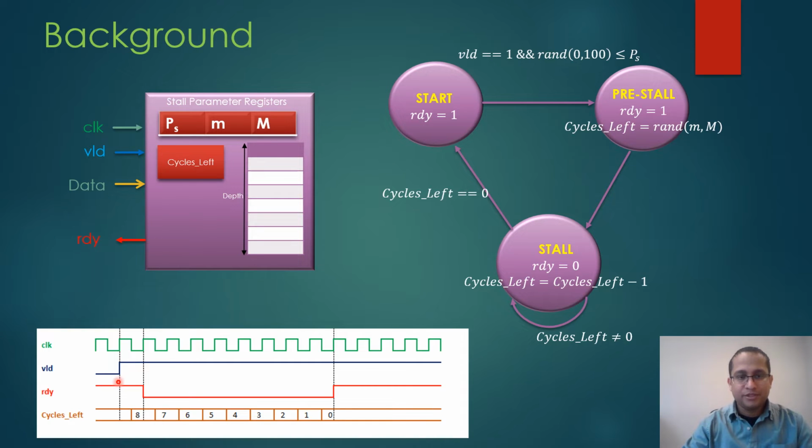So the picture shows here that a valid comes into the Fifo. The Fifo goes into the stall mode by deasserting the ready and then holds that stall for an 8 clock cycle duration.